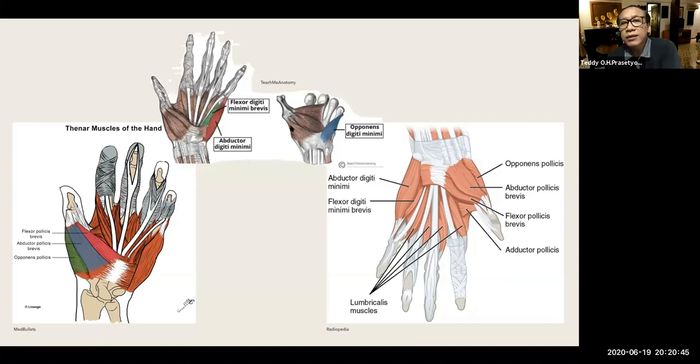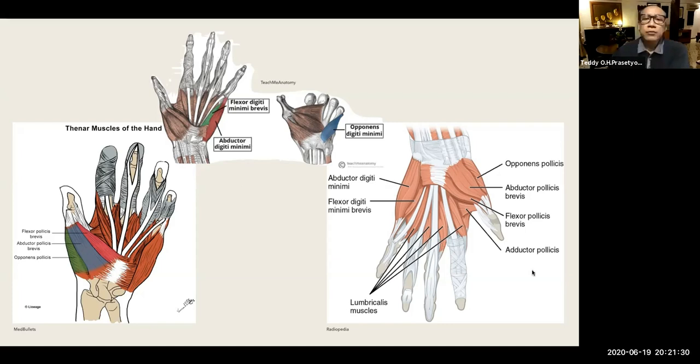All right. This one is not described here in this picture. The opponens digiti minimi and the opponens pollicis are not described here. I think the opponens is deeper here. The adductor and also the opponens pollicis are deeper here. This is the adductor, adductor pollicis, and also this is the opponens pollicis. So these three structures are deeper than this superficial part at the outer layer.